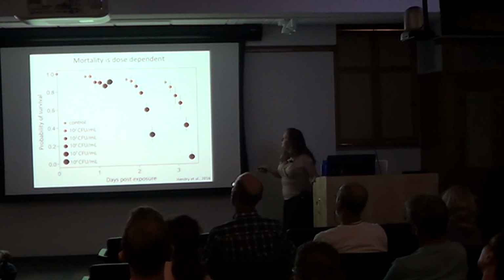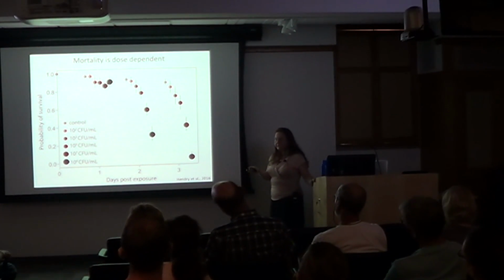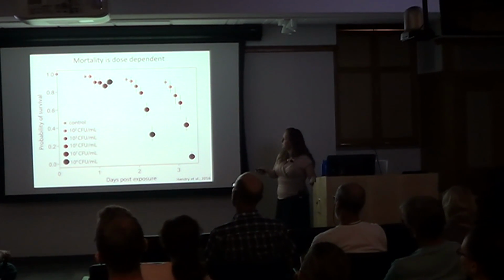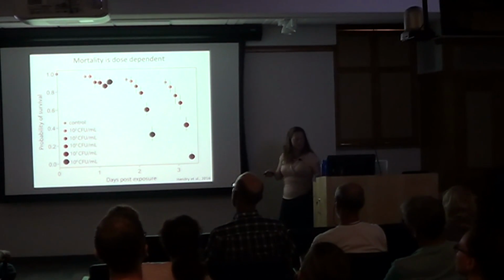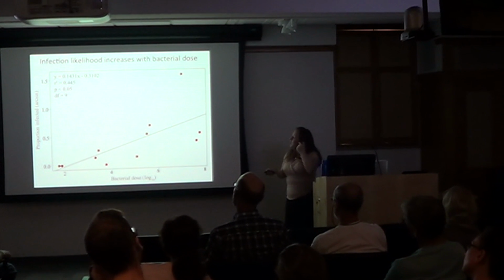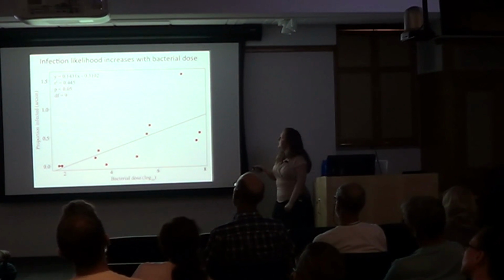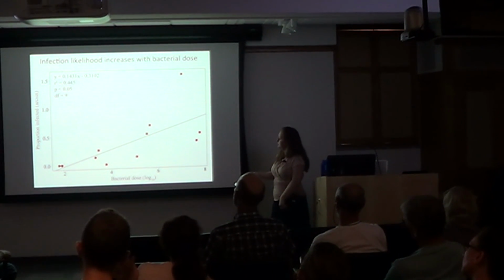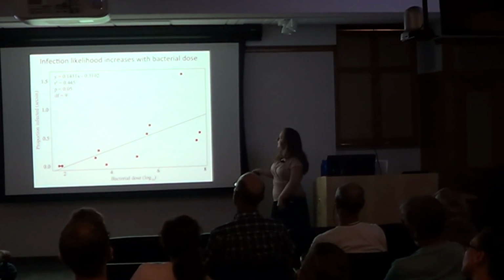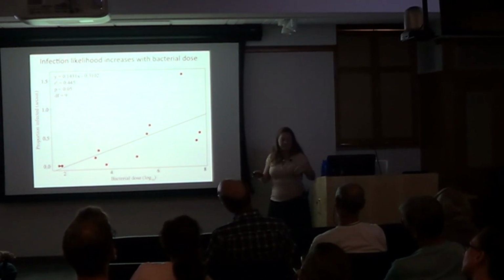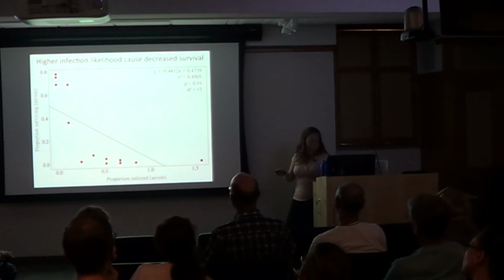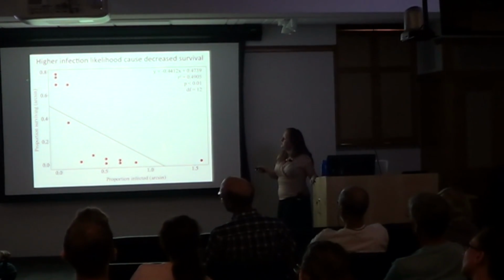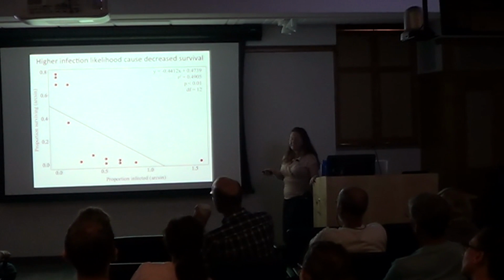And it turns out that mortality is dose dependent, which is kind of what you would expect. Higher doses lead to higher mortality. This is the probability of survival over time. And the likelihood of infection also increased with the bacterial dose. So higher doses, and this is the log of the bacterial dose, led to a higher proportion of infected individuals. And the higher infection likelihood led to significantly decreased survival.